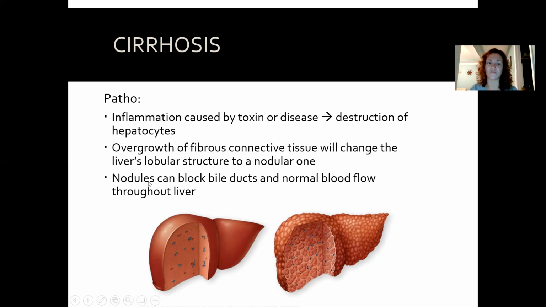So these nodules can further block bile ducts and normal blood flow throughout the liver. So not only can it not produce its own liver functions correctly, which we saw in the beginning, there's a million of them, but it's also going to block the bile ducts, which we know is a problem, and block normal blood flow. Blocking normal blood flow and perfusion is going to lead to ischemia and further death of cells and worsening the liver function.